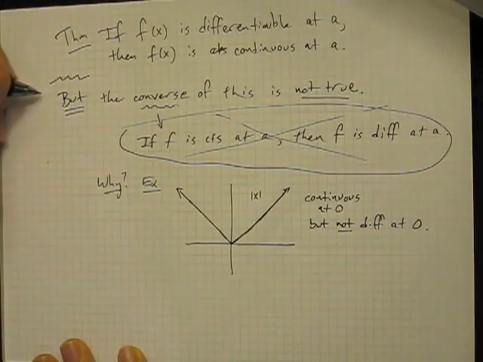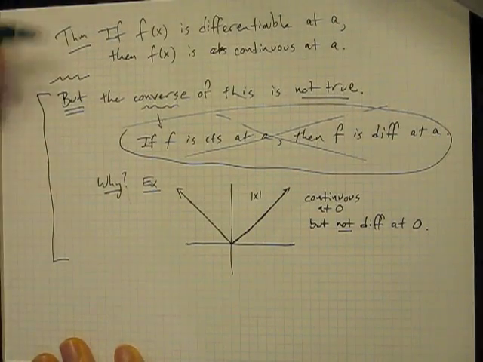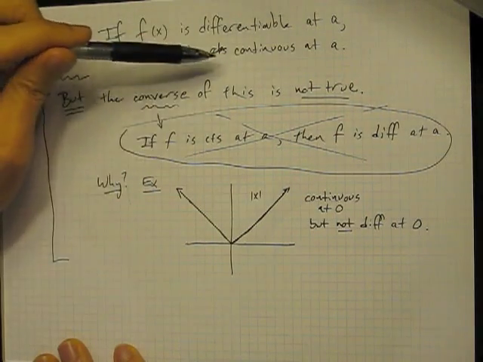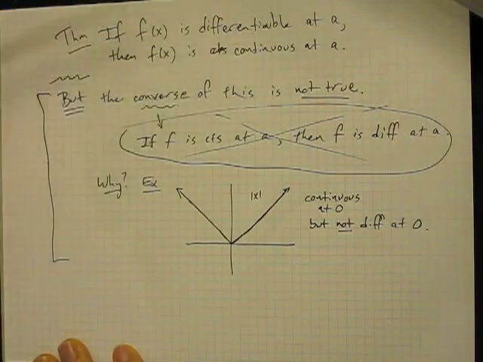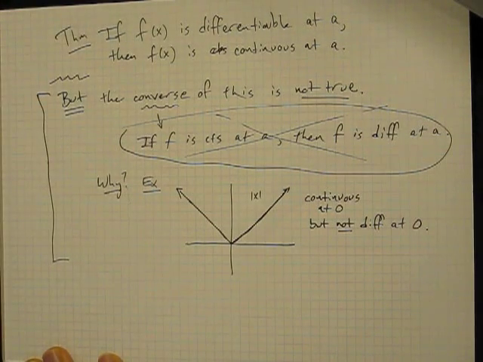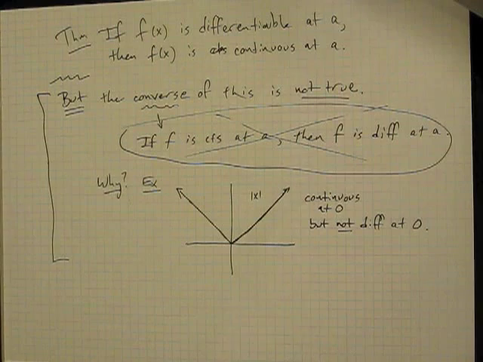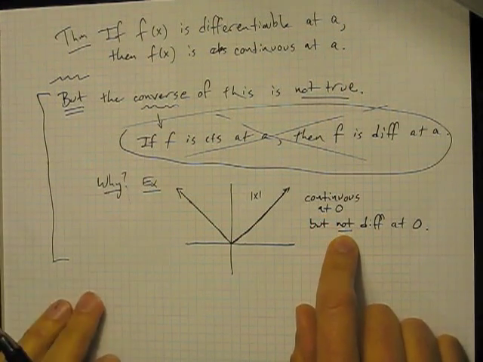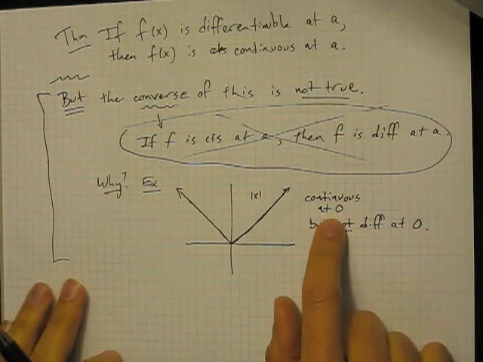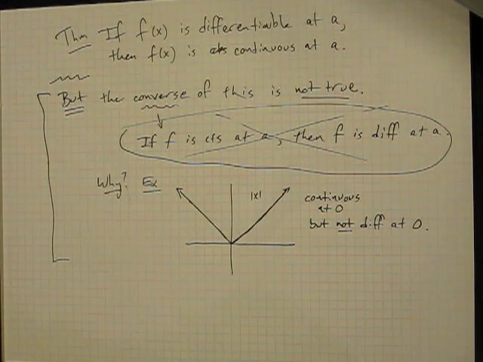Okay, so keep this in mind. This is an important distinction. If your function has a derivative at a, then you have to be able to draw the graph at a without lifting your pencil. If, however, the function is not differentiable at a point, that does not necessarily mean that it's not continuous.